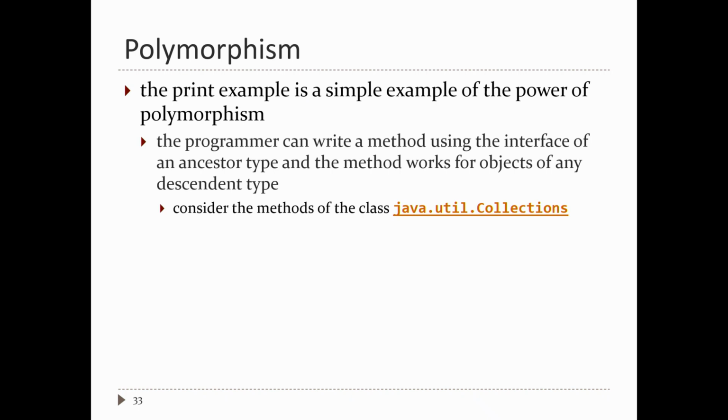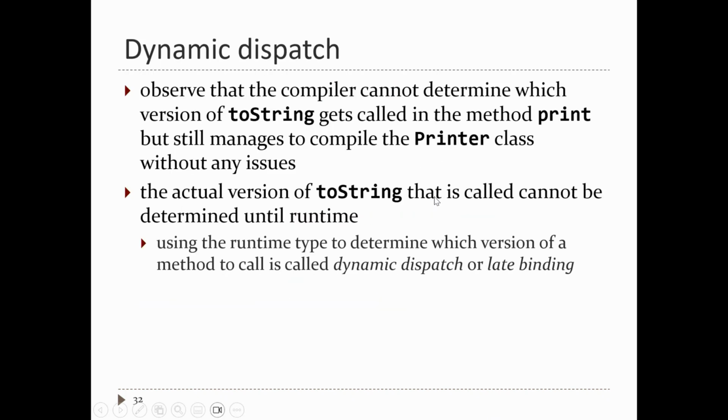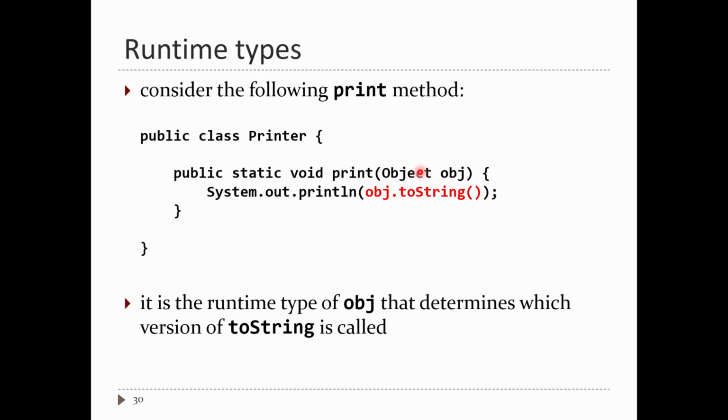The fact that objects have more than one type means a programmer can write a method using the interface of an ancestor type, so using the methods of an ancestor type or the methods of an interface. And that method works for objects of any descendant type. So this print method works for any object in Java. It doesn't matter what kind of object you pass in, this thing always works. This works for classes that haven't even been created yet.